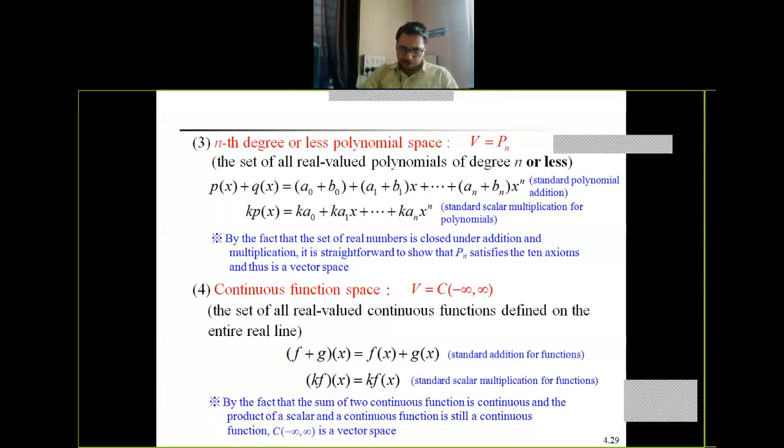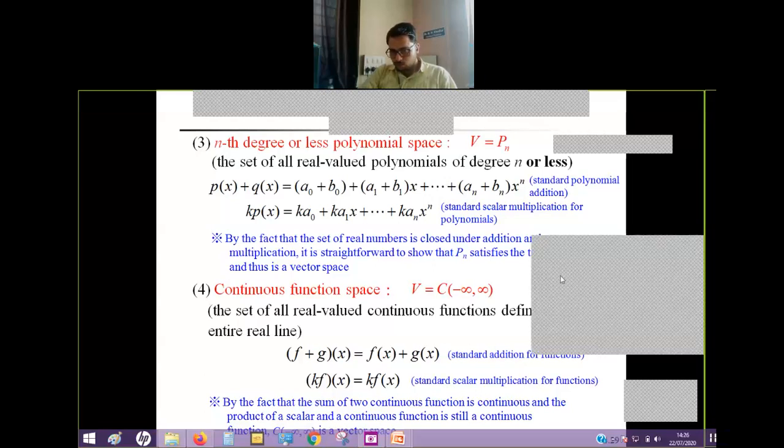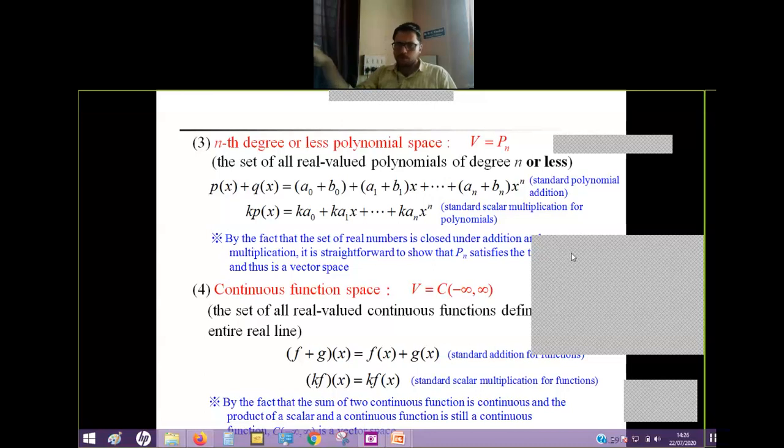So what do you think? Are you getting what I am explaining to you? Please confirm in the chat box. After one or two slides, we will consider a few examples, one or two examples. And in tutorial tomorrow, the vector space and subspaces concepts will become very clear to you, and we will solve examples based on these two concepts. So are you getting what I'm delivering to you?